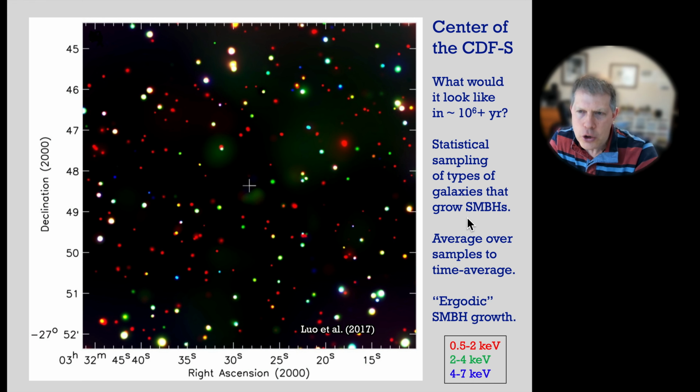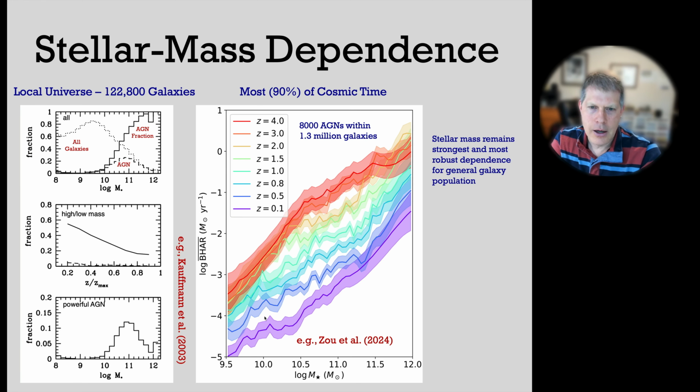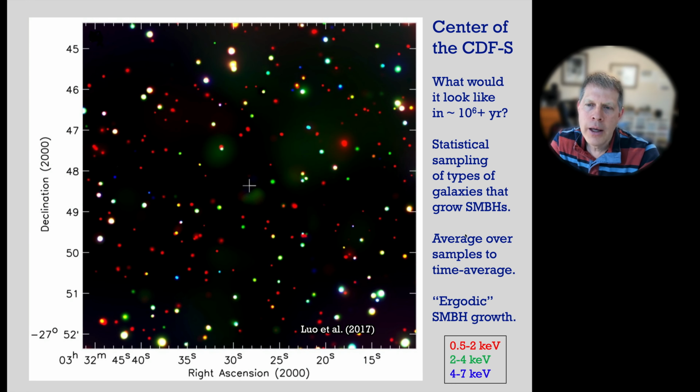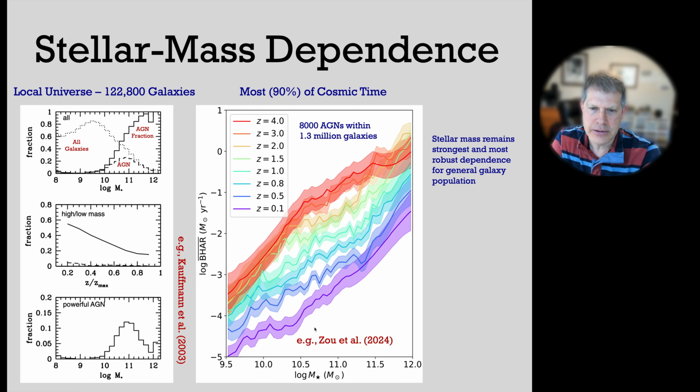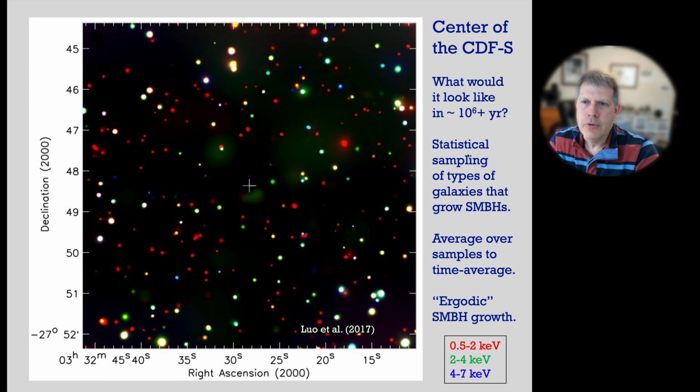So then what you do to derive plots like this, where again, I'm showing here the estimate of a long-term time average black hole accretion rate. How was that derived? Well, what you do is you take samples of galaxies, say with a certain range of stellar masses and at a certain redshift, and you then measure the total black hole accretion rate among that overall population of galaxies.